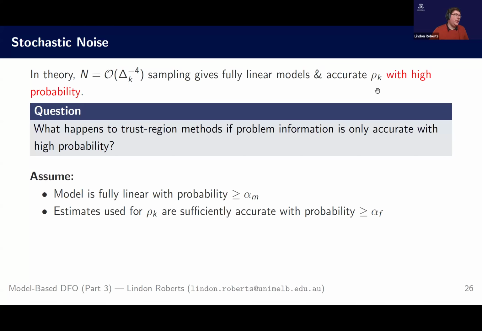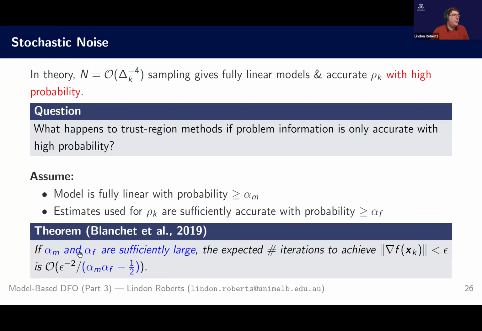So very roughly speaking, if you impose some assumptions that say the model is fully linear with some sufficiently large probability, alpha m for model, and the estimates used to measure your sufficient decrease are sufficiently accurate, again, with some probability, then you can prove a convergence result. So what this says is that if these two probabilities are sufficiently large, for example, the product of them has to be strictly bigger than a half. There's more than that, but that is one of the requirements.